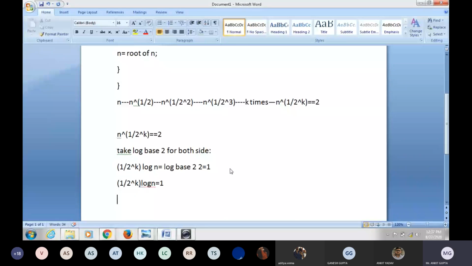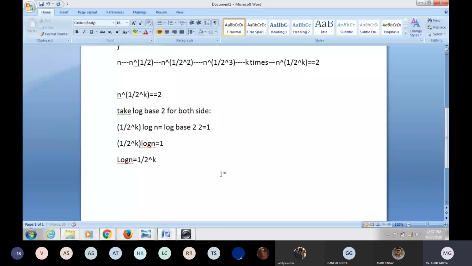So can I write that log base 2 n is equal to 1 divided by 2 raised to the power k? Can I write that? This 1/2 raised to the power k will go to the right side. So can I write that log n is equal to 1 divided by 2 raised to the power k?